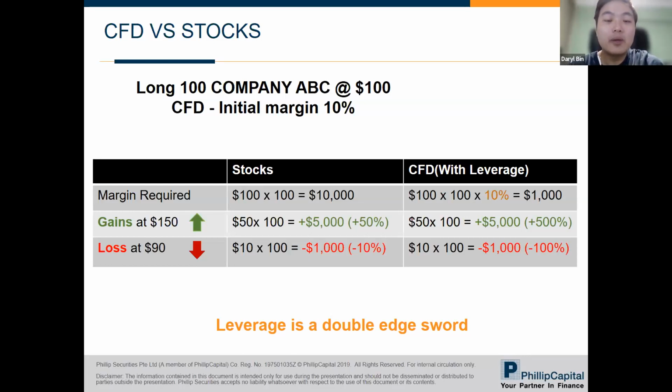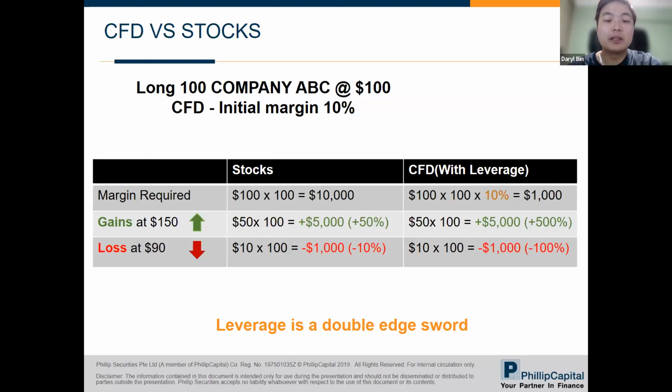So how can we amplify our gains or losses? For gains, if the stock goes up to $150, then we'll be profiting $50 per share. For stocks, we'll be up 5,000 and that is a 50% gain. However, for CFD, we're profiting the same 5K, but we're actually up 500% because we use 1K to profit 5K.